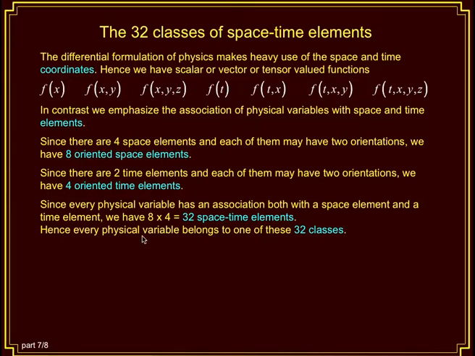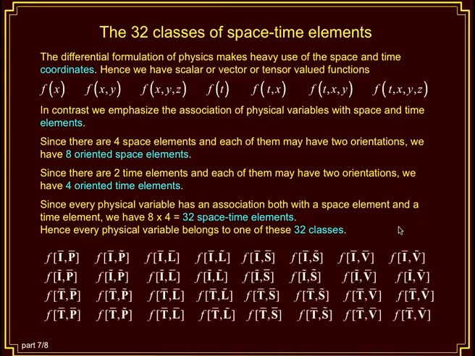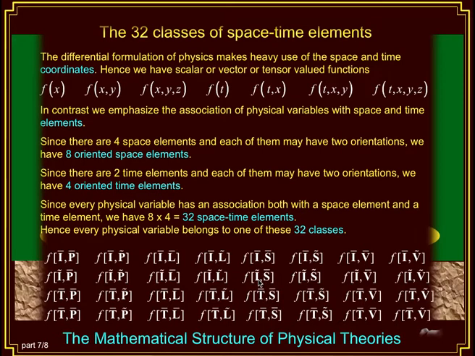Hence, every physical variable belongs to one of these 32 classes, a function associated with a primal instant, a primal point, or associated with a dual time interval and the primal time interval and the primal volume, a volume endowed with inner orientation, and so on.